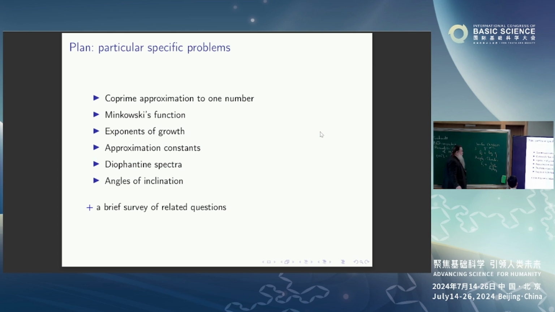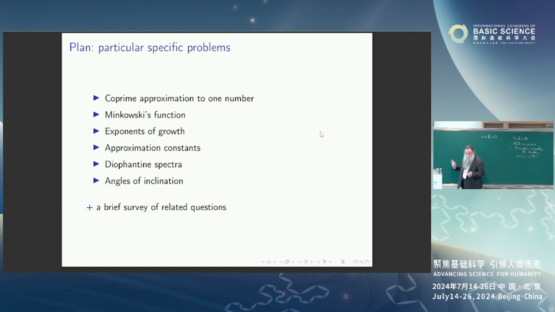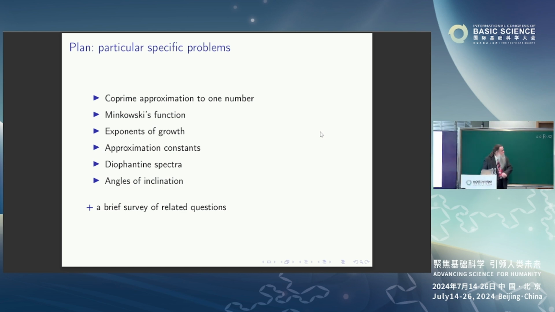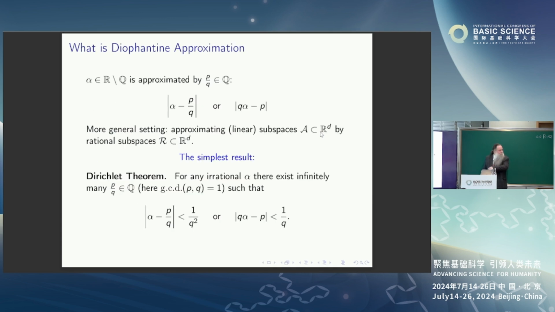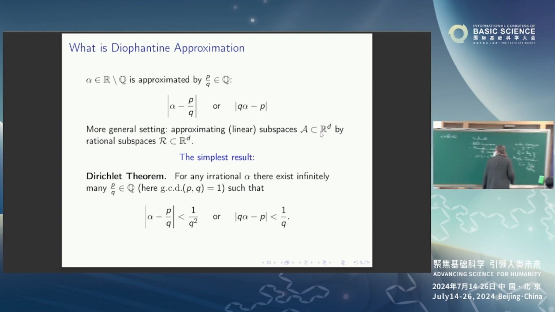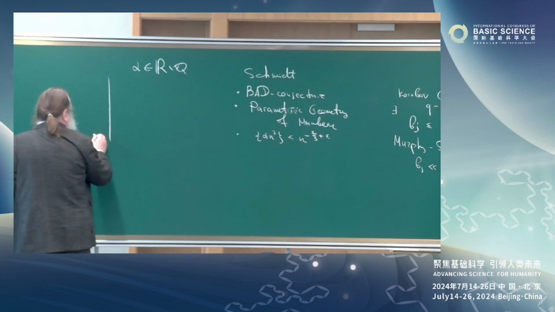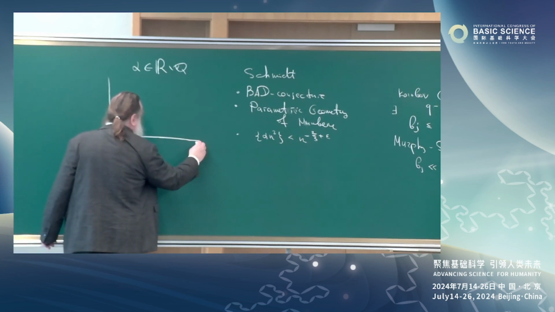And for each of these particular problems, I will give a brief survey of related results. So let us begin. Every Diophantine approximation lecture should start with Dirichlet's theorem. So what is Diophantine approximation? We want to approximate alpha, say an irrational number, by rationals. So I will draw a picture.